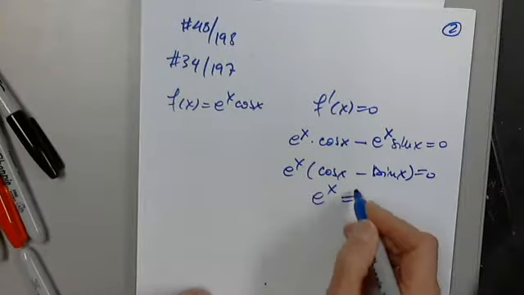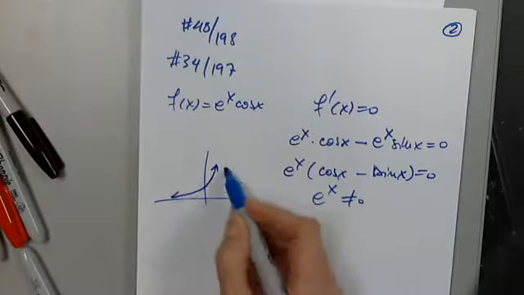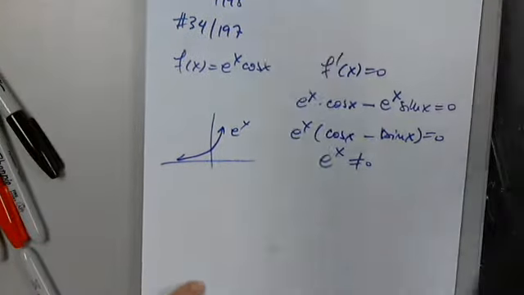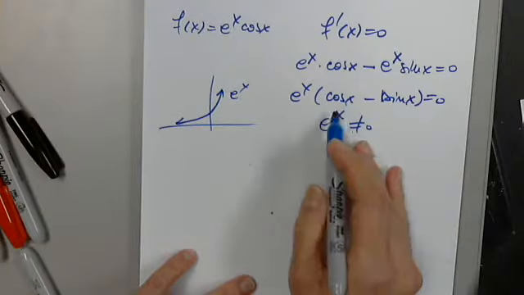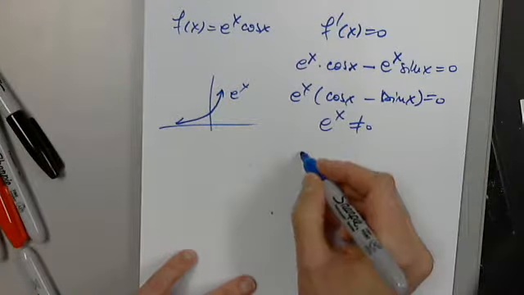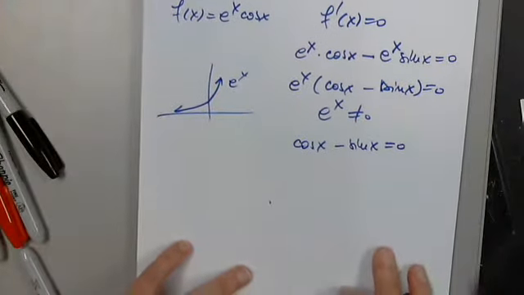e to the x can never be 0. If you remember the graph, this is very important to remember. The graph of e to the x does not touch the x-axis. So this can never be 0. So in order to solve the equation, the only option we have is this.